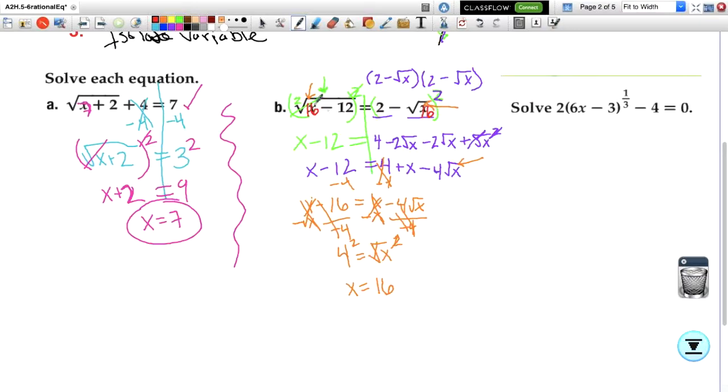So let's simplify this side first. 16 minus 12 is 4. So I have square root of 4, which is the same thing as 2. Square root of 4 was the step before, which equals 2.